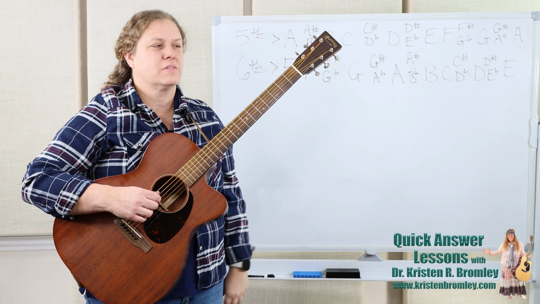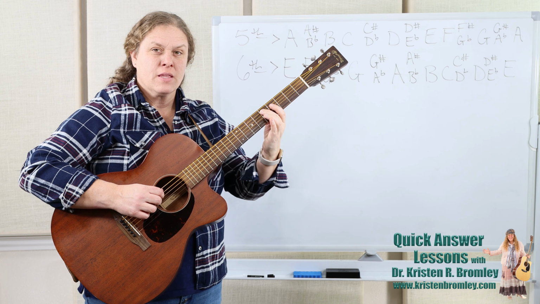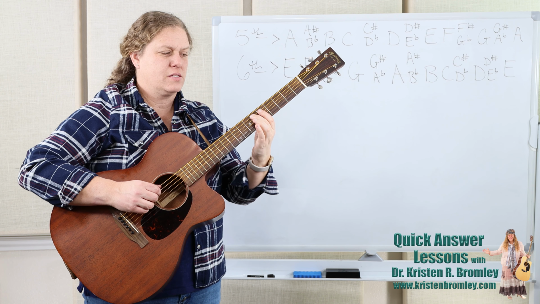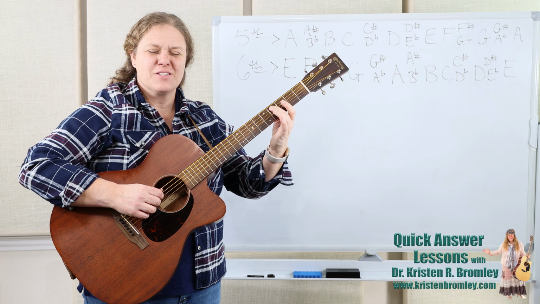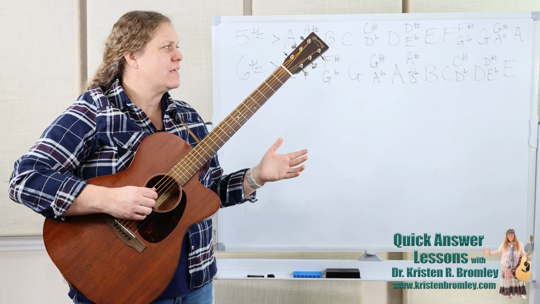The sharps and flats work the same way. Sharps are higher, flats are lower. So D sharp, I've got a D at the 5th fret. D sharp is 1 fret higher, so at the 6th. D flat is 1 fret lower at the 4th. So that's how that works.